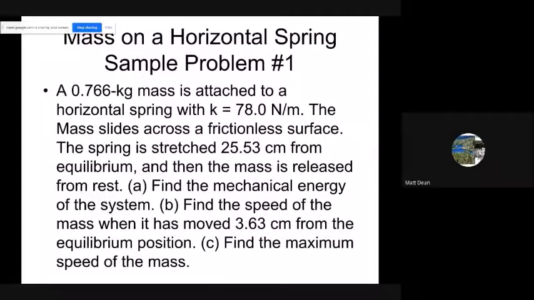All right, so let's look at an example problem. Everybody take just a minute and read that problem.